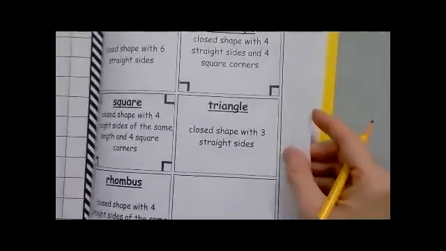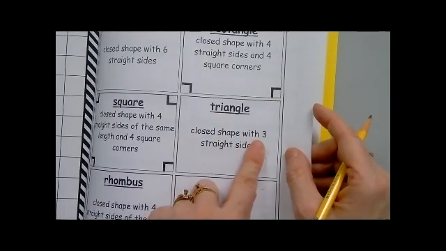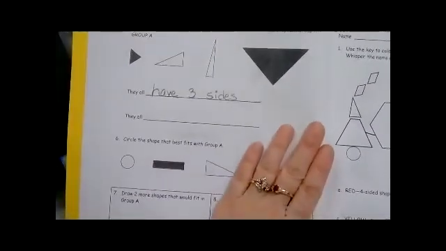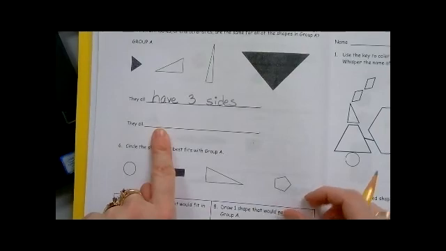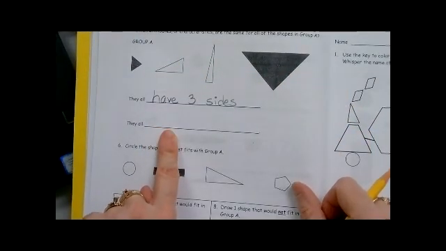Okay, so if you turn back to the information about a triangle, what does it say about a triangle? Closed shape with 3 straight sides. So they all have 3 sides. Now share one more attribute about these shapes here. Go ahead and finish the sentence now and pause the video.